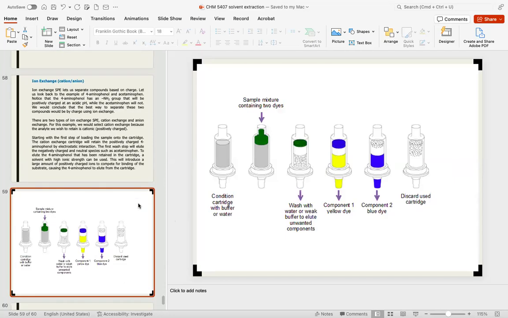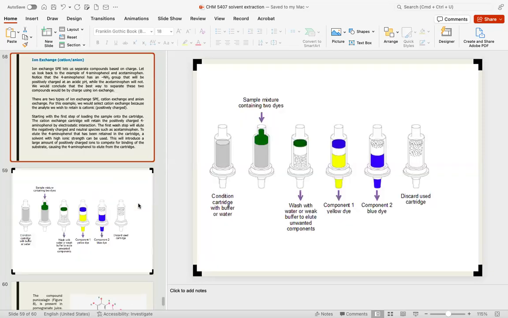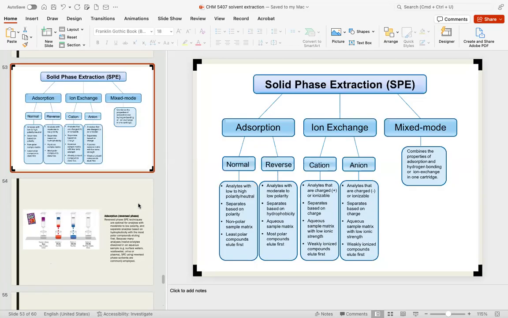If you look at the problem, we are analyzing pomegranate juice, right? So is it polar or non-polar? From structure it is polar, yes. We want to identify whether we are supposed to use, well, the best I think is normal or reverse, right? But when we read just now, for normal it is based on a non-polar matrix, right? So is pomegranate juice a non-polar or polar matrix? Matrix means the sample.